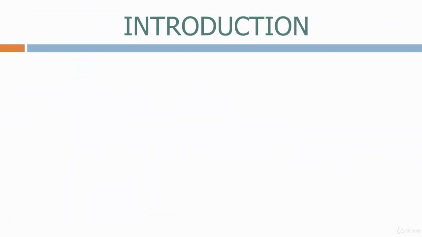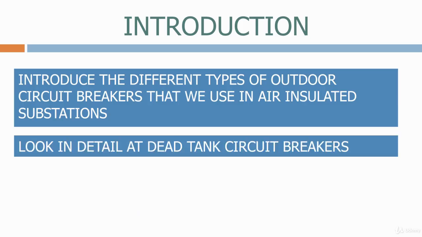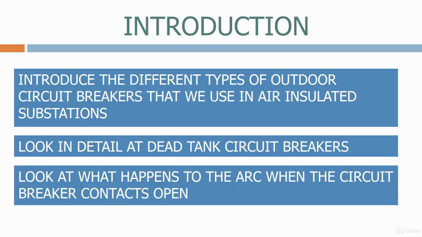The aims of the course today are: introduce the different types of outdoor circuit breakers that we use in air-insulated substations. Look in detail at dead tank circuit breakers. Look at what happens to the arc when the circuit breaker contacts open.